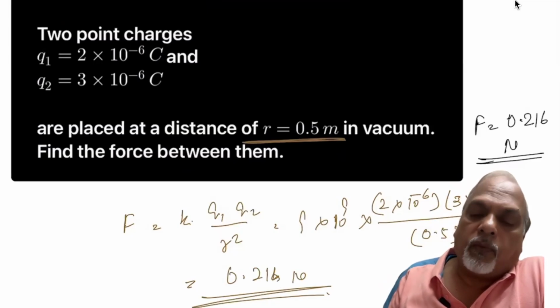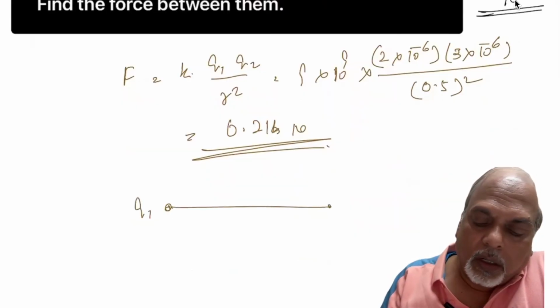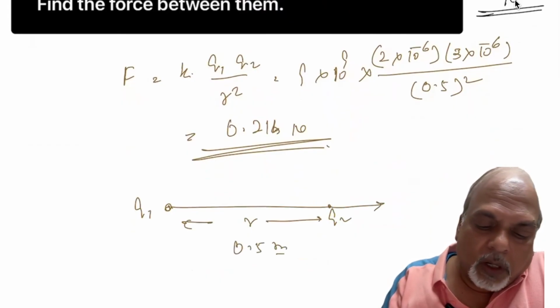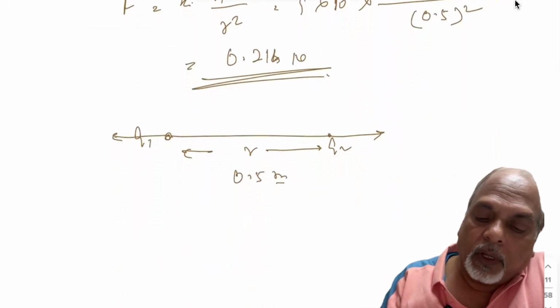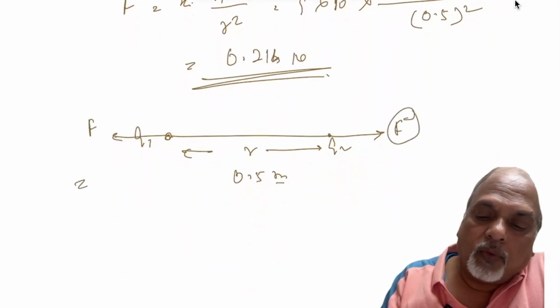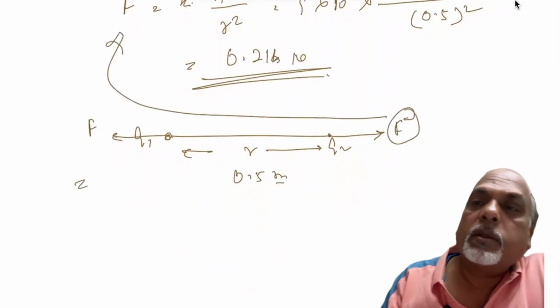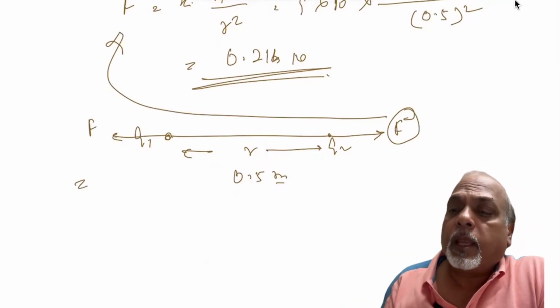correct? If you want to draw the figure, there is one Q1, Q2 is there, R is the distance that is given as 0.5 meter, and there will be a repulsive force because both the charges are positive, and this is your value of the force basically. Correct? I hope this is clear.